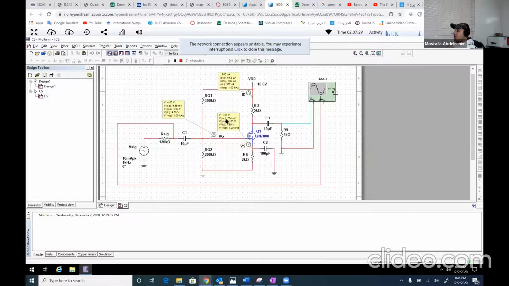So this probe is measuring 1.86, and this probe VG is measuring 4 volt. So if you subtract 4 minus 1.86, it will give you 2.14. That's it, which is exactly the same value that we get from our analysis.